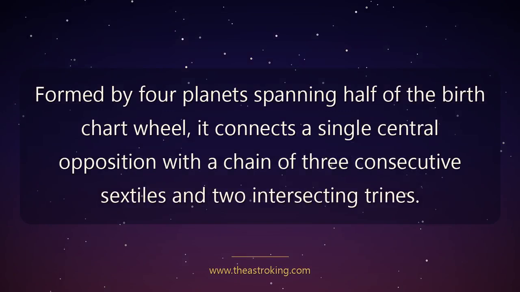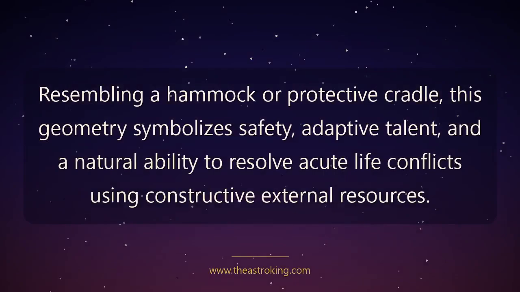Formed by 4 planets spanning half of the birth chart wheel, it connects a single central opposition with a chain of 3 consecutive sextiles and 2 intersecting trines, resembling a hammock or protective cradle. This geometry symbolizes safety, adaptive talent, and a natural ability to resolve acute life conflicts using constructive external resources.